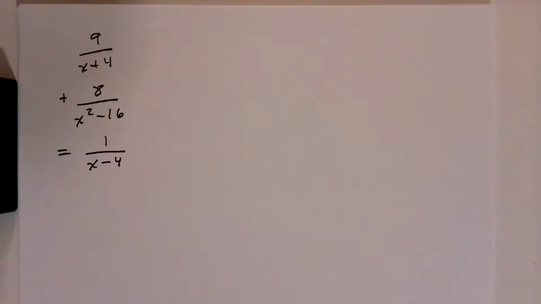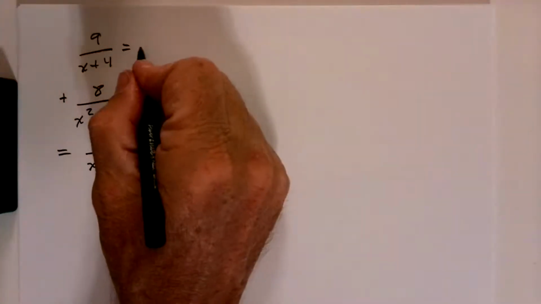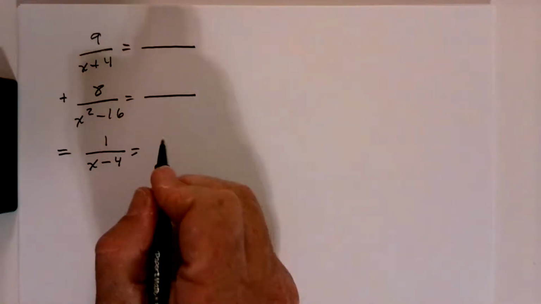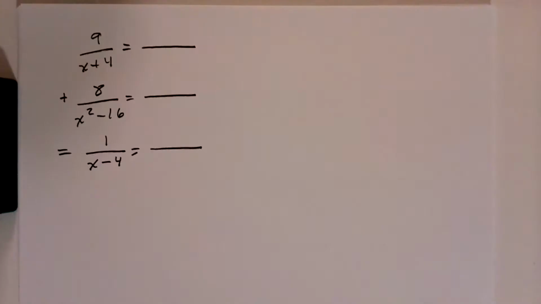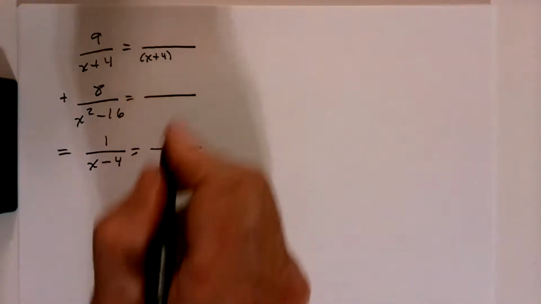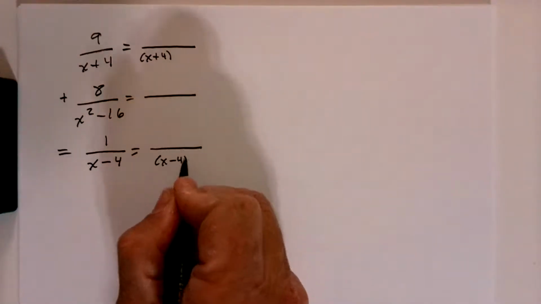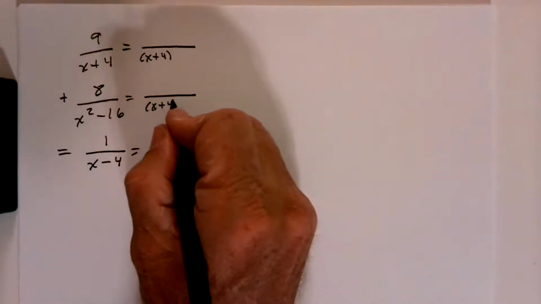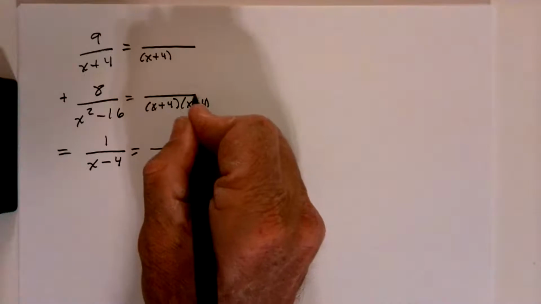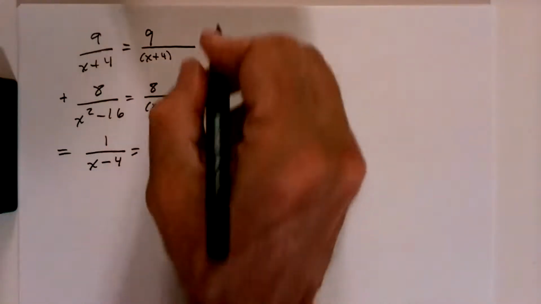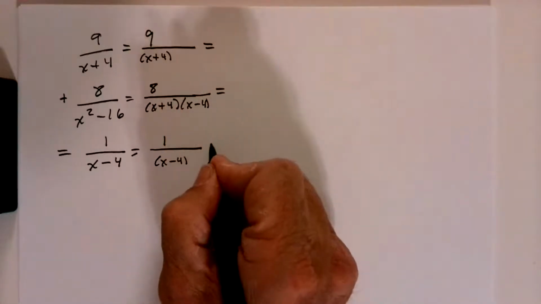Again, we're going to factor the denominators, the bottoms. x + 4 is x + 4. That cannot be factored. x squared - 16, of course, is (x + 4)(x - 4). Leave x + 4 alone. Leave x - 4 alone. x squared - 16 is (x + 4) times (x - 4). Bring the 9 over, bring the 8 over, bring the 1 over. Build a common denominator next.